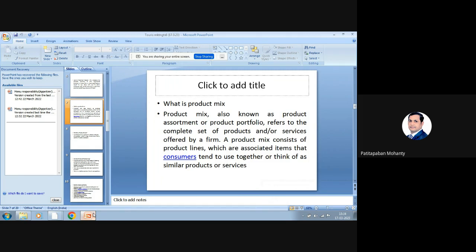So that's why a product mix consists of different product lines, which are associated items that consumers tend to use together or think of as a similar product and services. Sometimes it is a kind of similar product or services. So that's why product mix is actually a product portfolio. When we discuss the product mix, we should check the complete set of the related products or the related services. So that's why it is named as product mix.